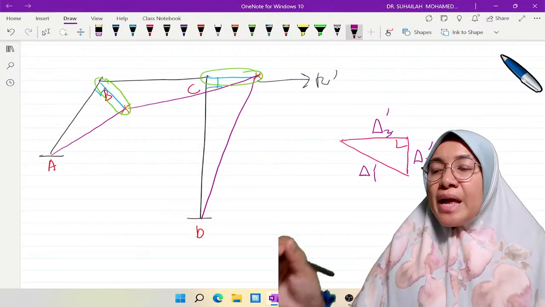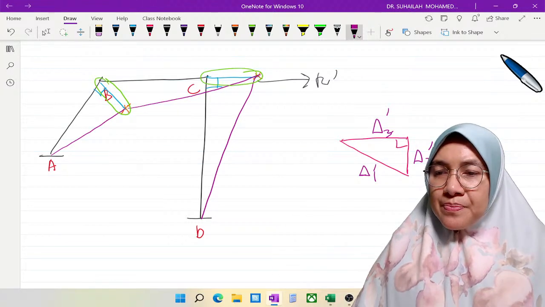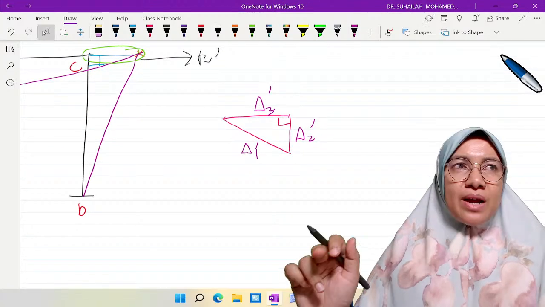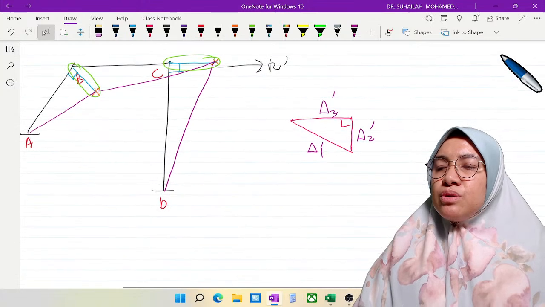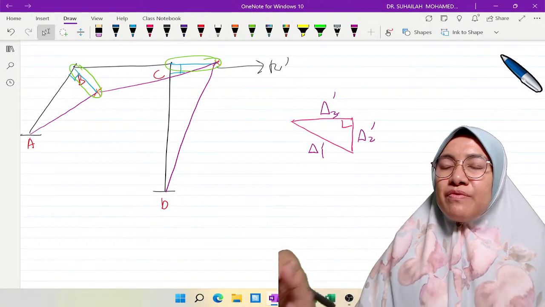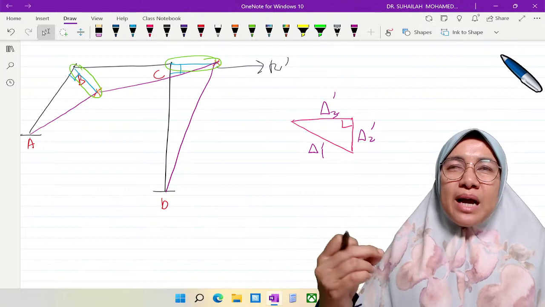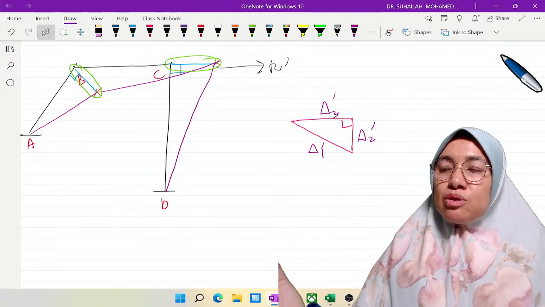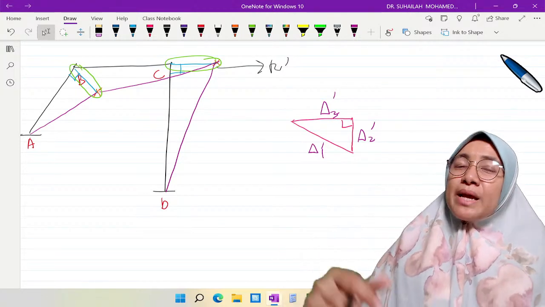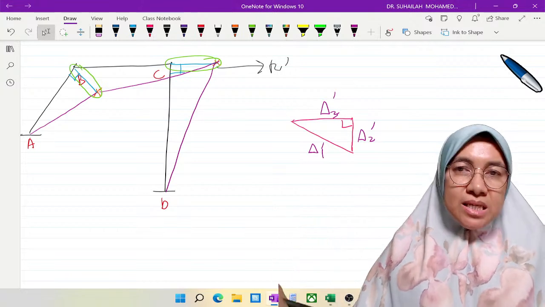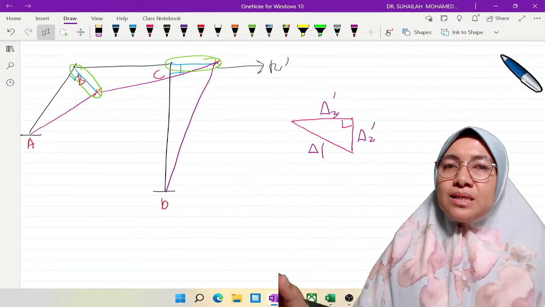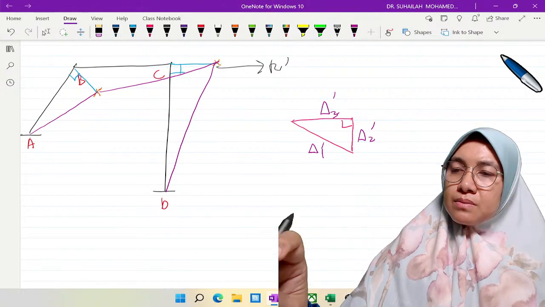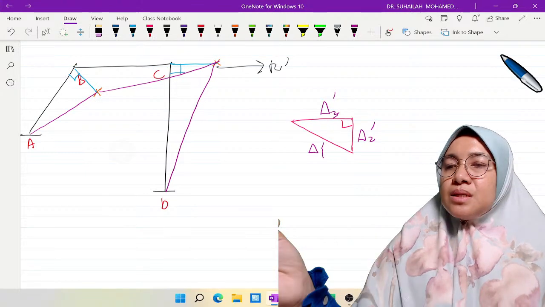So where is this triangular in the diagram? We have to identify the position of this triangular, because we need to calculate the value of the angle. We want to make a relationship between delta 1 and delta 2, delta 1 and delta 3. So we have to identify where this is located. It is actually located here.